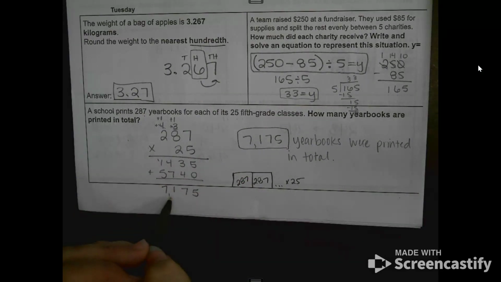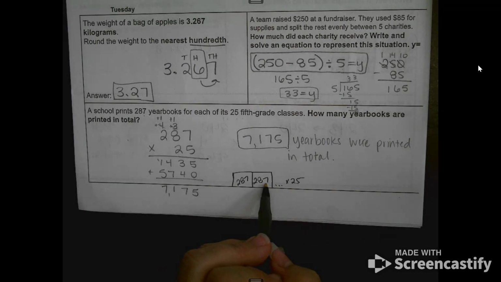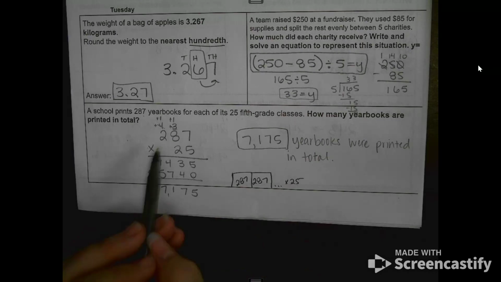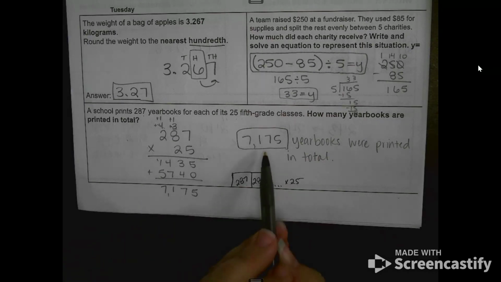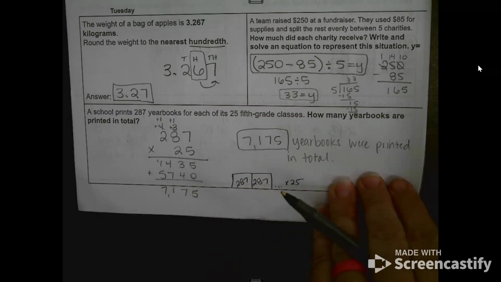So I have to multiply to give me that, because I see that that's that repeated addition. Each time I add another class, it's another 287, then another 287, and another 287. So multiply that out, and we got 7,175 yearbooks that were printed in total.